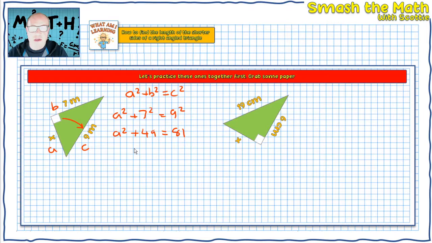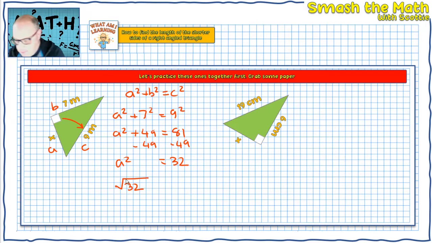Okay, so we're going to solve this, remember. We've got to find out what A is, so we're going to take our 49 away. If we were to work that out, we've got A squared, that's 0, equals 81 take away 49 is 32. So the size of the square behind there is 32 meters squared. We don't want the square, we just want the length of the side, so we square root it.